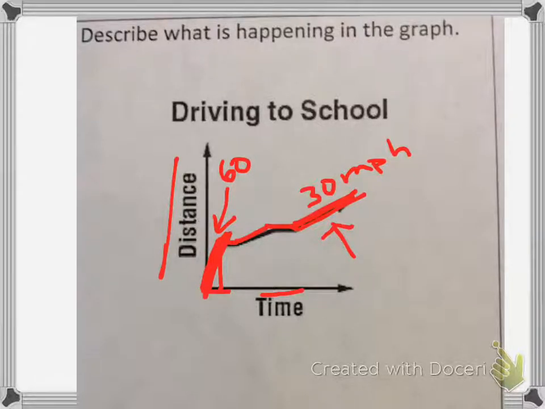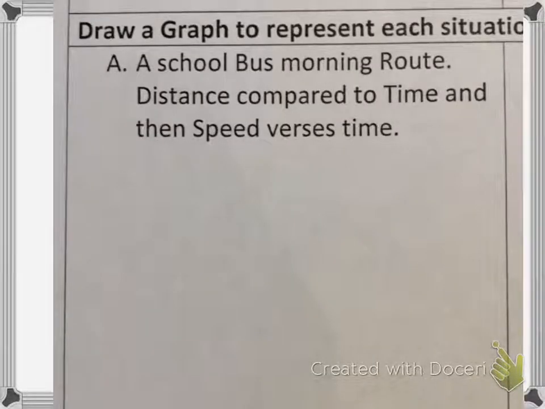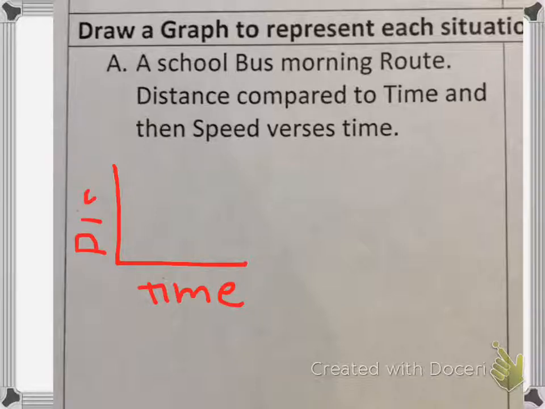So what I've described here is not necessarily what you're going to describe. It can be different than mine. You just have to justify what's happening in the graph according to your knowledge. The next problem says draw a graph to represent each situation. It says a school bus on its morning route. The first thing we're going to do is distance compared to time. So we're going to draw our axes here. We're going to have time down here and distance on this side. And we're going to draw a quick graph representation of what might happen on the morning school bus.